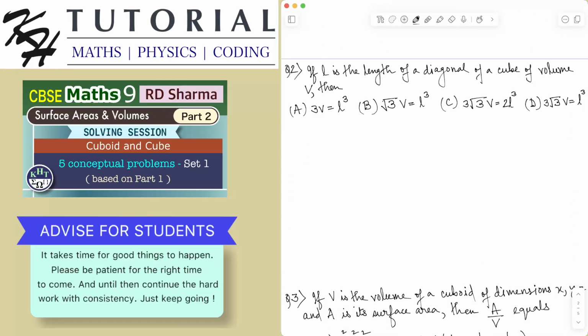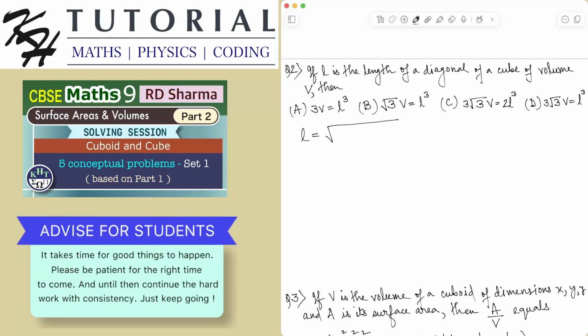Question number 2. If L is the length of a diagonal of a cube of volume V, then all the choices are an equation between V and L. So we have to somehow form an equation between the volume and the length of a diagonal of a cube. The length of a diagonal L of a cube, we know the length of a diagonal of a cuboid is square root of L square plus B square plus H square.